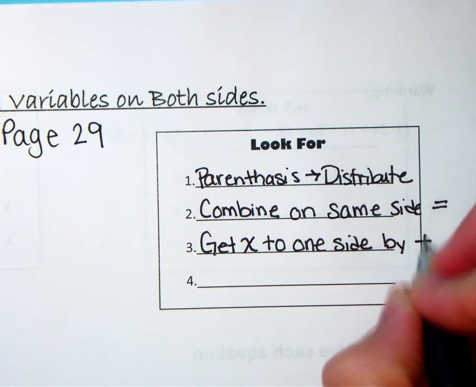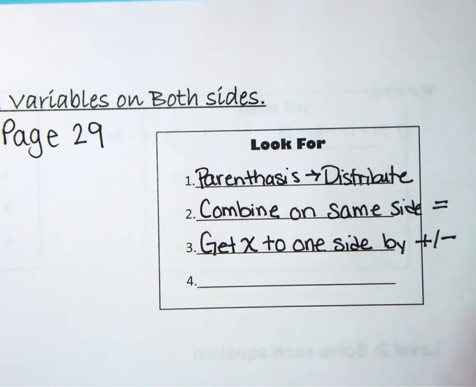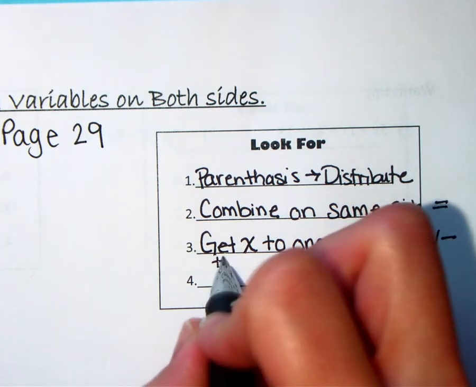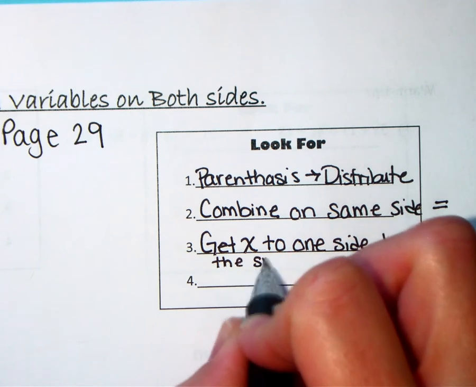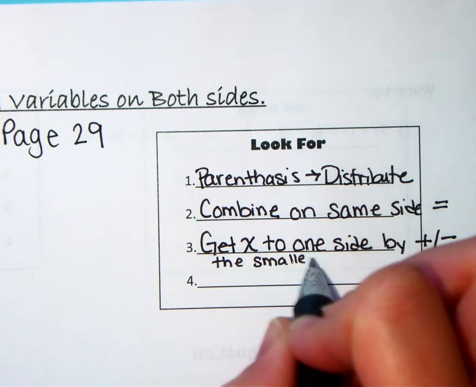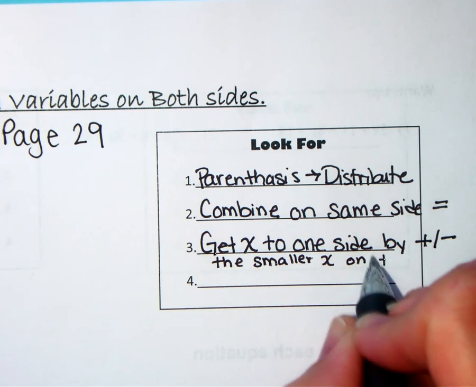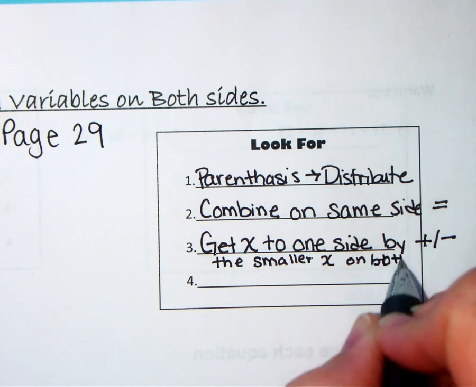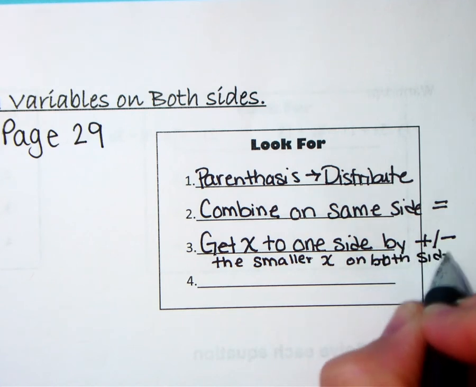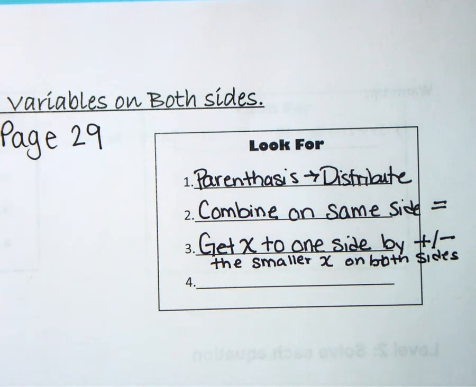By adding or subtracting the smaller X on both sides. So today I wrote that out very, very specifically, but when we go further, it's just going to say get X to one side. Okay, because we're going to know how to do that beyond today.